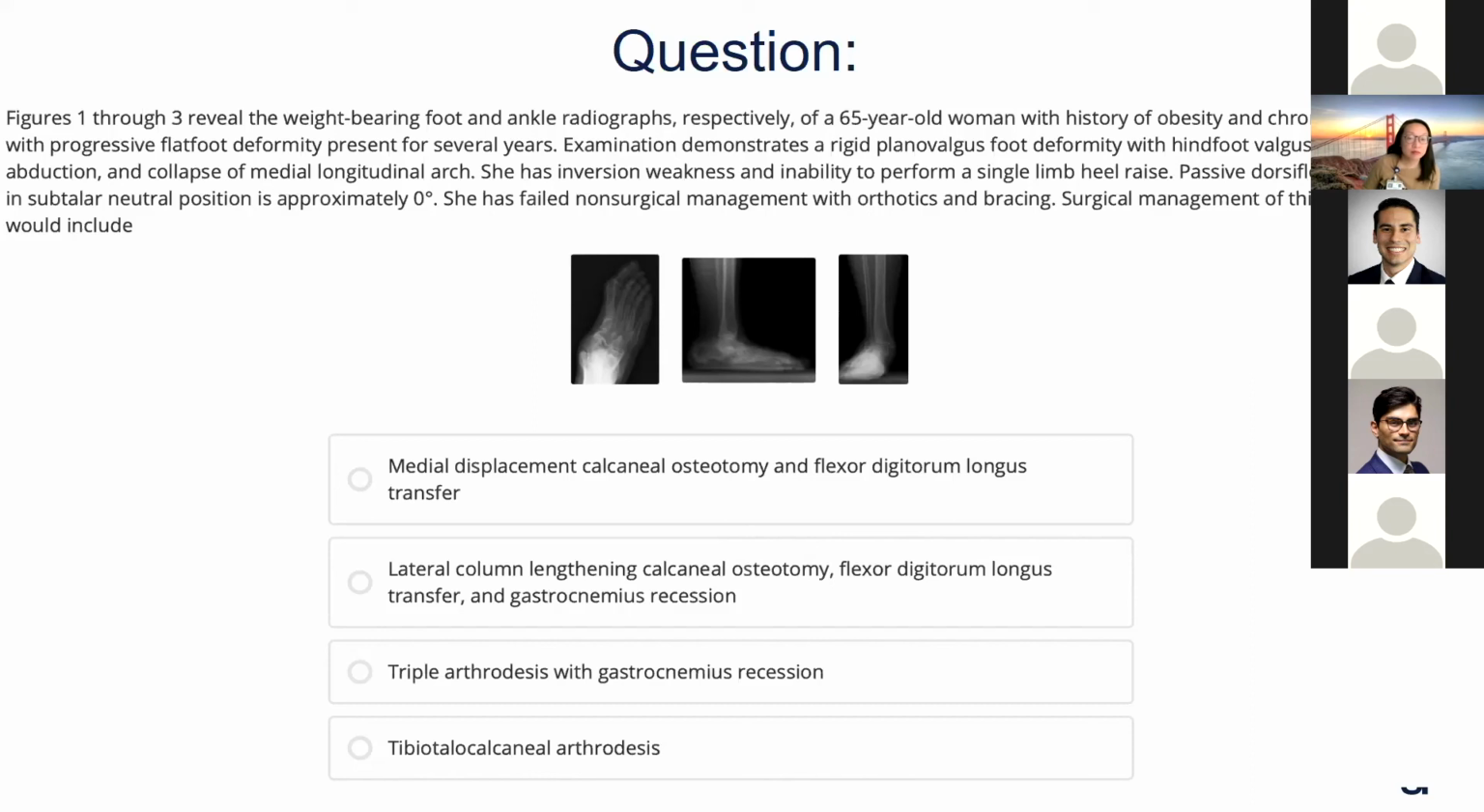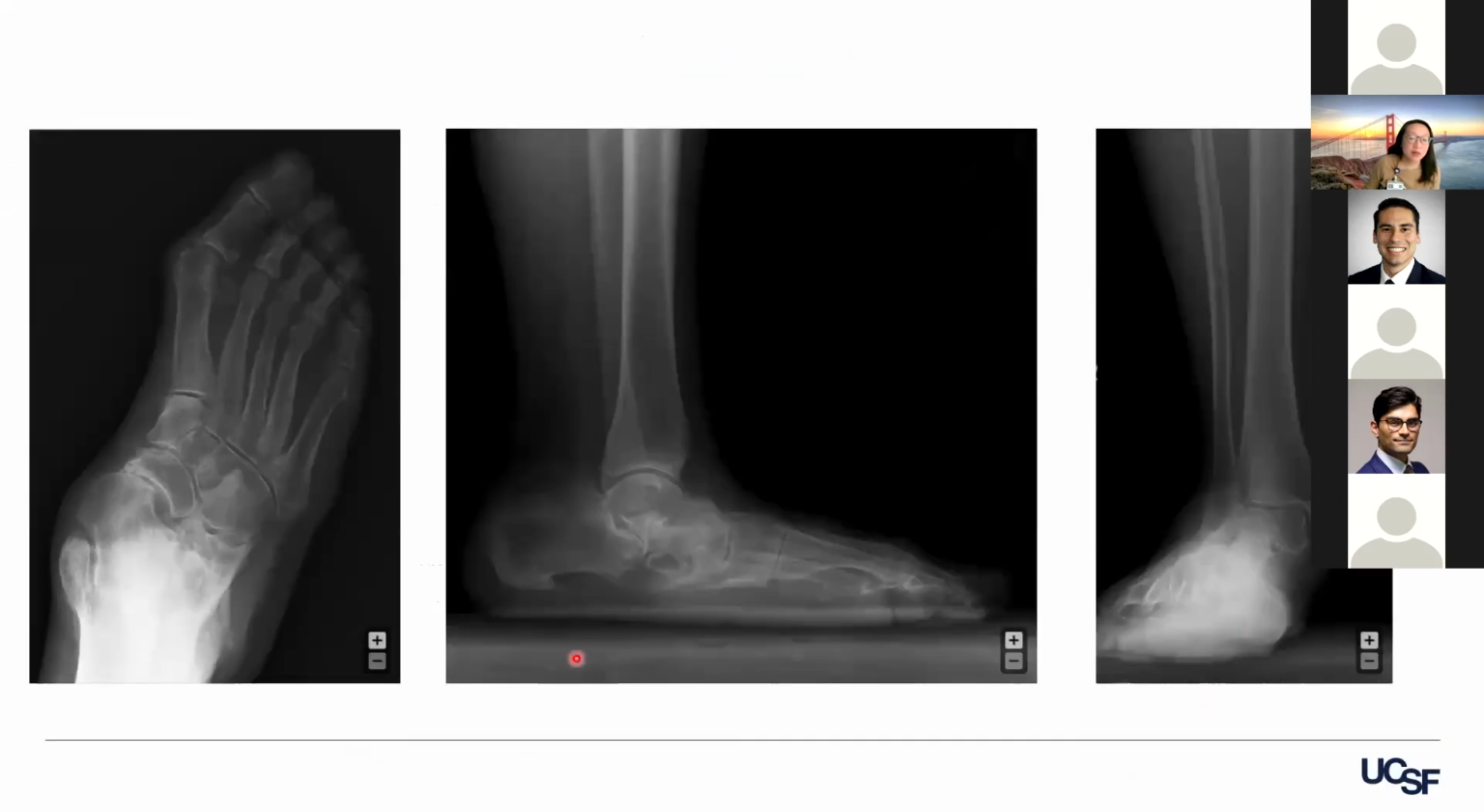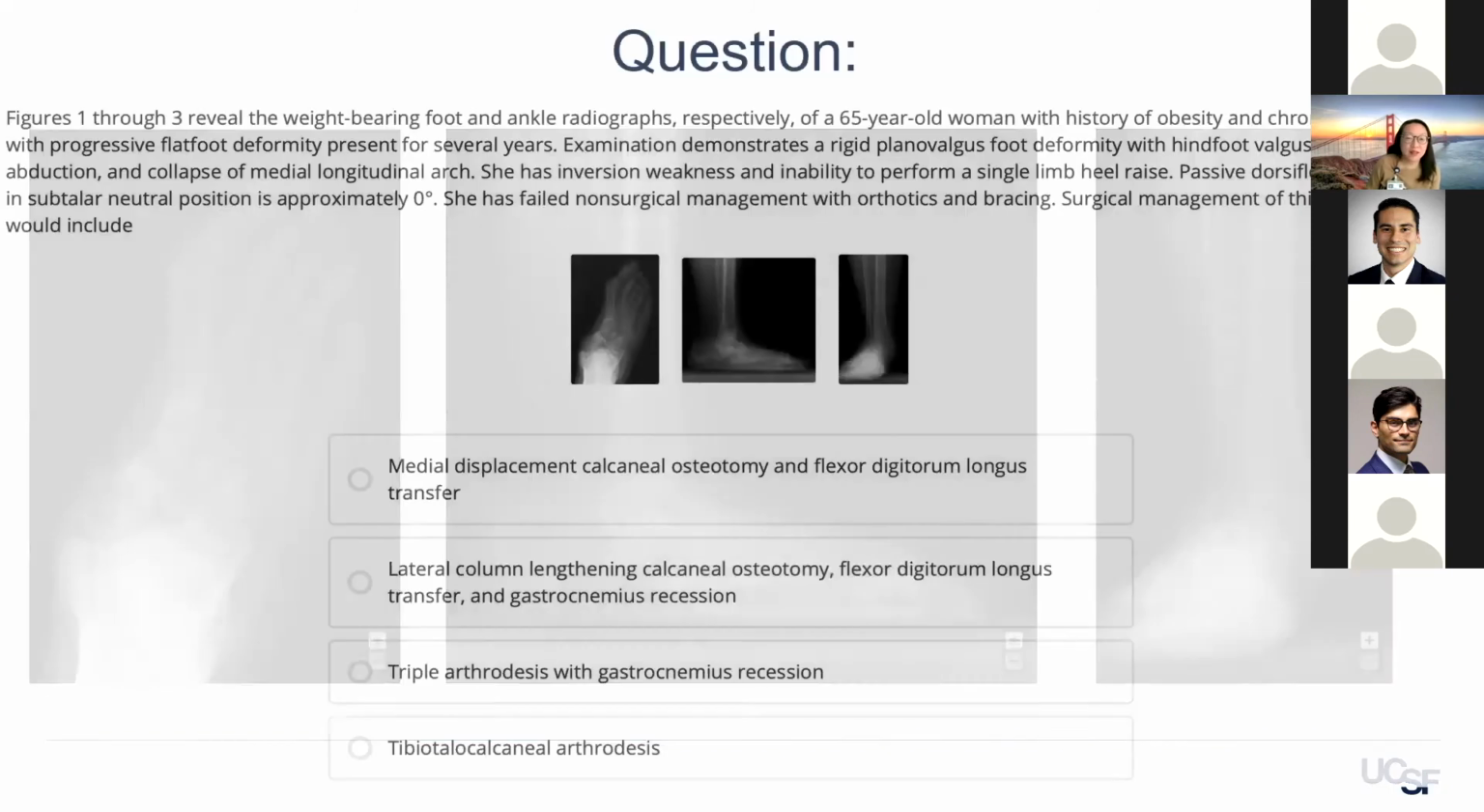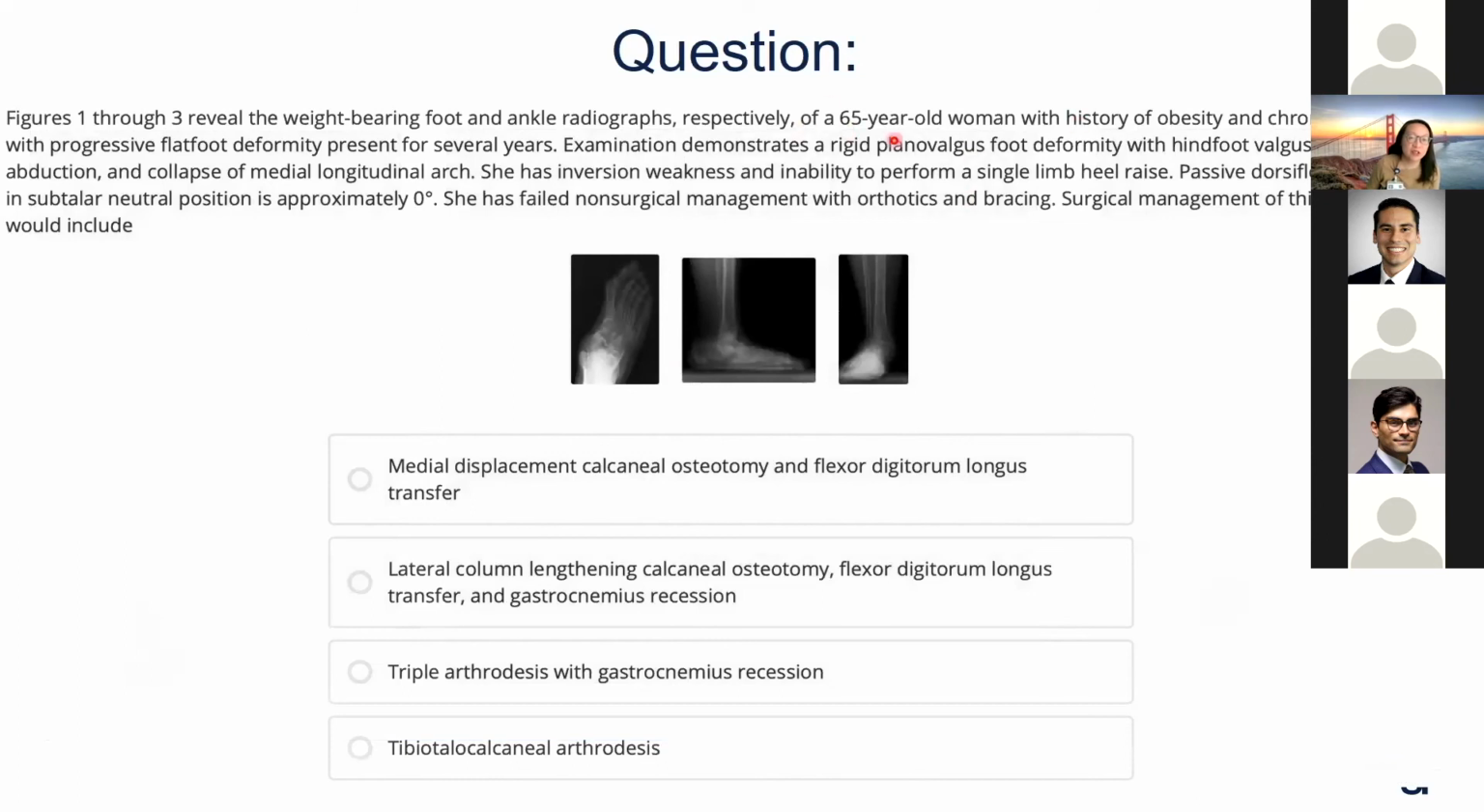Surgical management of this condition would include medial displacement calcaneal osteotomy and FDL transfer, lateral column lengthening, calcaneal osteotomy. Are those separate things? Okay. Right, yes, one thing. FDL transfer, gastroc recession, triple arthrodesis, gastroc recession, tibiotalocalcaneal arthrodesis. So this is the X-ray, but you can tell it's a pretty severe deformity, and they tell you it's rigid, right? Yeah, rigid. So it would be triple arthrodesis with gastroc recession. Perfect.